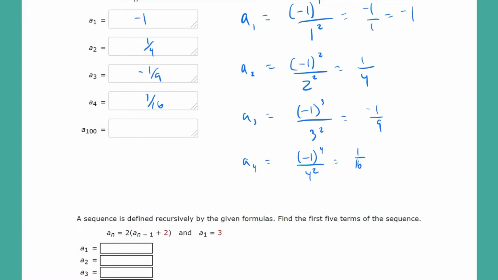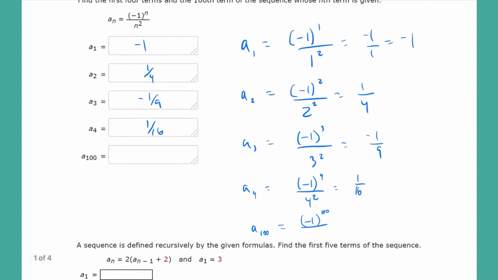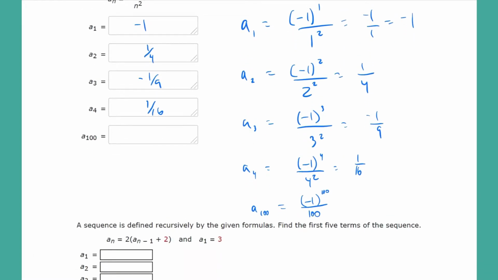All right, the last one is 100. So substitute 100, negative 1 to the 100th power over 100 squared. It's going to be positive 1 over 100 times 100. That's going to be 4 zeros, 1, 2, 3, 4, which is 10,000. So 1 over 10,000. All right, so that's number 1. Let's move on to the next problem.